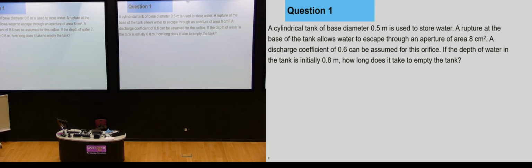The question doesn't tell you how to answer it. So you've got to start thinking now, okay, do I use momentum? Do I use conservation of mass? Do I use energy? Or do I use Bernoulli? What do I use?